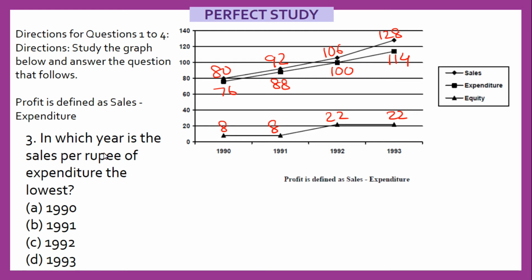Okay, in which year is the sales per rupee of expenditure the lowest? Now I have to compare sales per rupee of expenditure. That simply means this value divided by this value. So again we will use our ratio comparison methods. If you notice here, 90, 91, 92, 93: 80 is increasing to 92. That is an increase of 12. That means a 15% change. And here this is increasing also by 12.